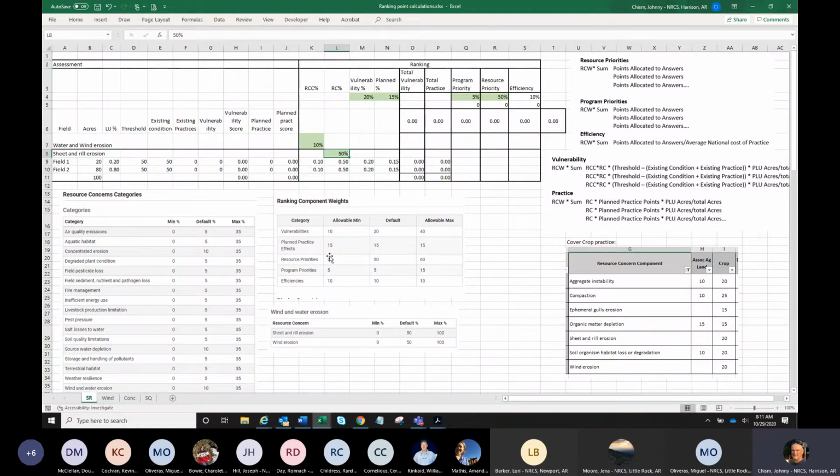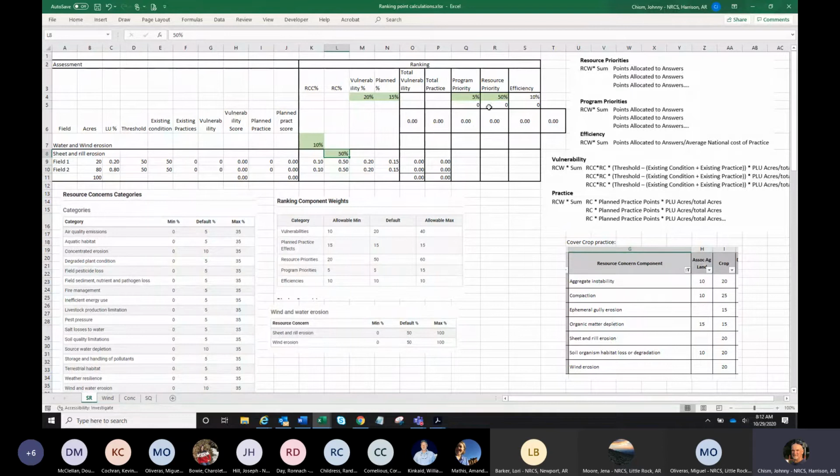And notice the efficiency: the templates that are set up for these have allowable minimums and allowable maximums. For efficiency, the minimum is 10 and the maximum is 10, so the only thing you can choose is 10. These other ones you could adjust based on what your priorities are. In other words, this program priorities is only at 5%, but it could have been 5 to 15%. So you can adjust those. And again, all these have to add up to 100%. So that's a little bit of information about that.